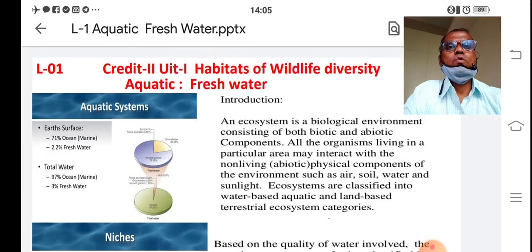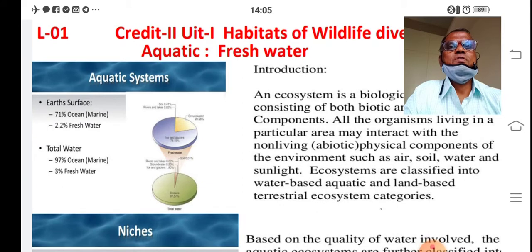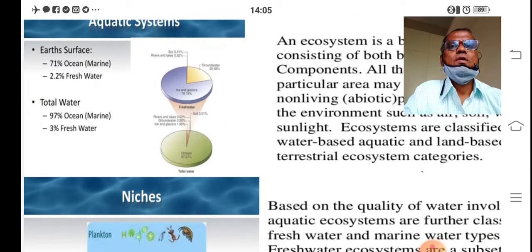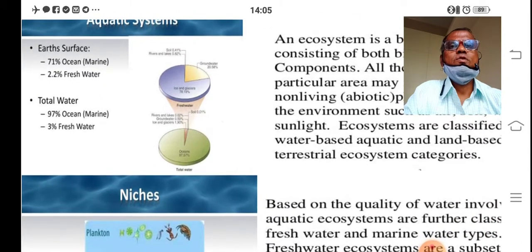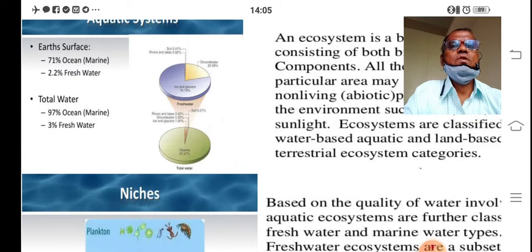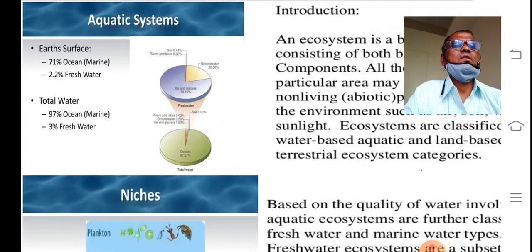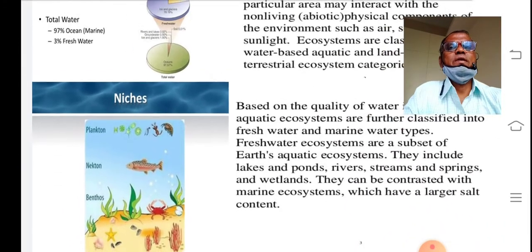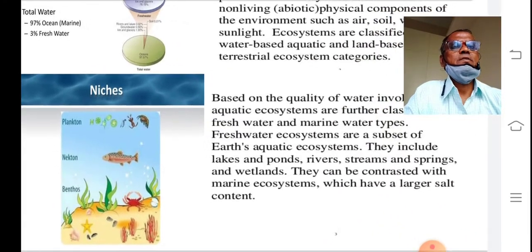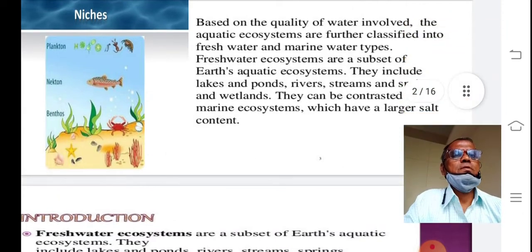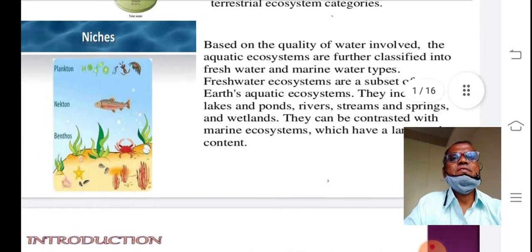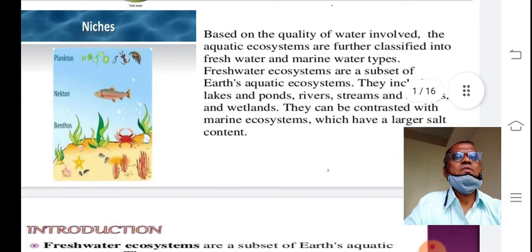Here we know that of the earth's surface, 71% is ocean, marine, and 2.2% is fresh water. The total water is 97% saline, and only 3% is fresh water. That is our general discussion. The second point, with reference to my interest, is that there are specific habitats, which are commonly called a niche.